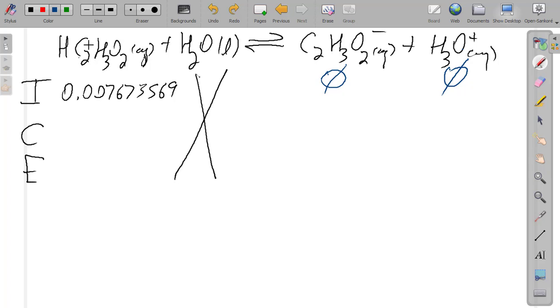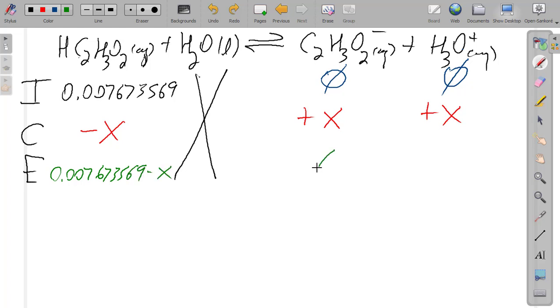So now what we need to figure out is the change. Now that's the kind of the conundrum here. We don't know how much dissociated. We need to do a calculation. So when we don't know, we always say minus X for the change in concentration of a reactant. And since these molar coefficients are all 1 to 1 to 1, this must be plus X for acetate and plus X for hydronium. So on the change line, I'm sorry, that's the change line. The E line, you're going to have the 0.007673569 minus X, X, and X on the E line.